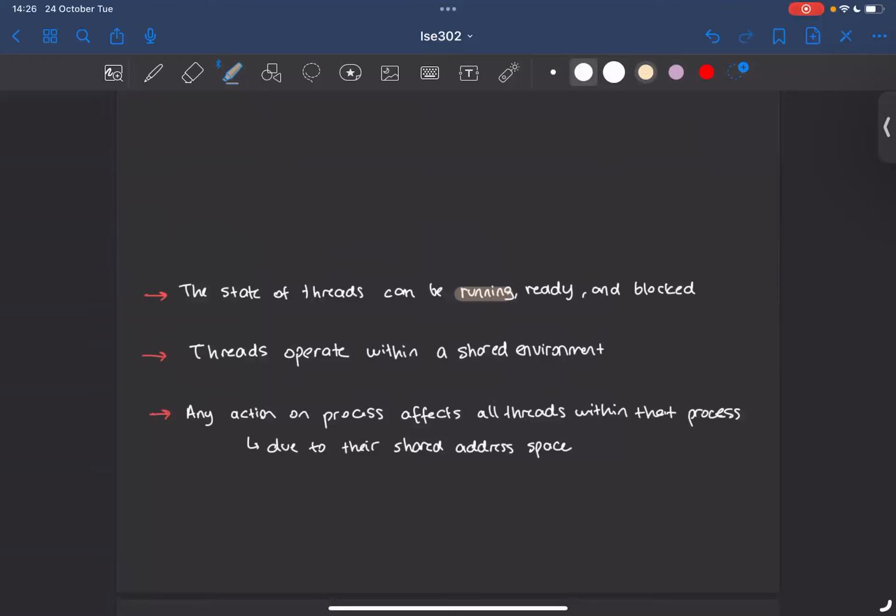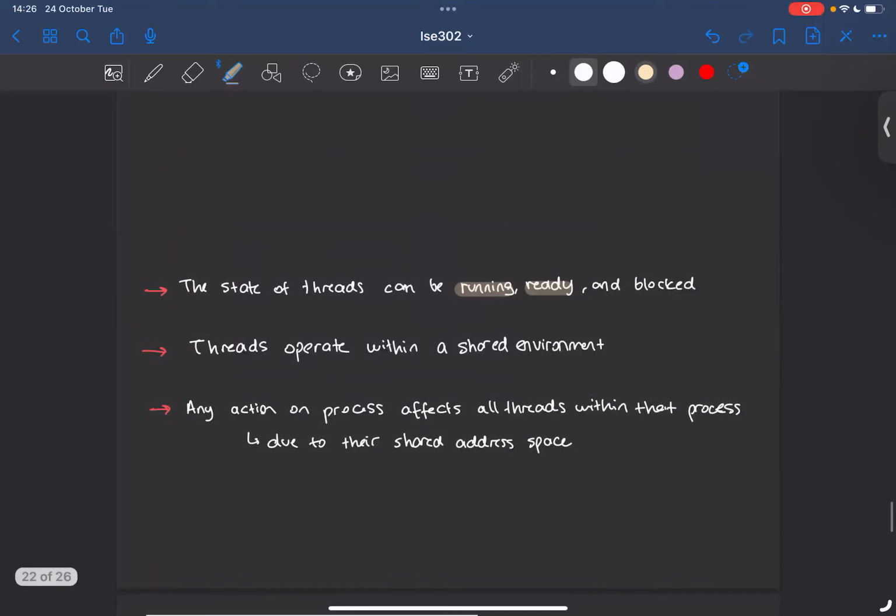And threads in the ready state are prepared to execute but are waiting for their turn to run on the CPU. They are waiting for the processor to allocate time for their execution, okay? So these threads are essentially in a queue, waiting for the CPU to start processing their instructions, okay?